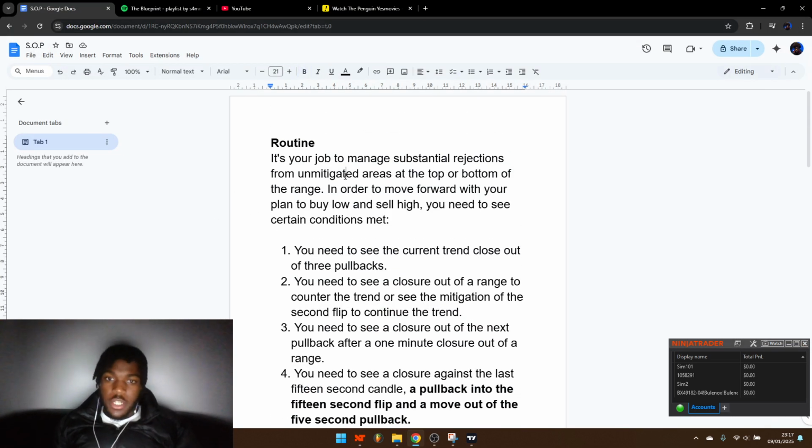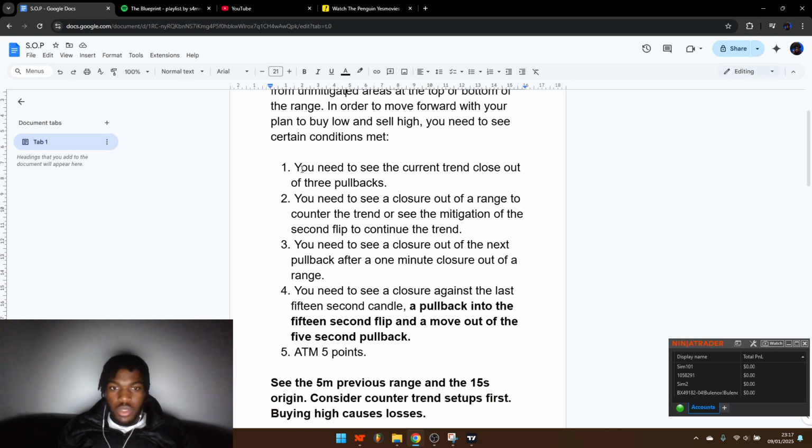It's your job to manage substantial rejections from unmitigated areas at the top or bottom of the range. In order to move forward with your plan to buy low and sell high, you need to see certain conditions met. You need to see the current trend close out of three pullbacks. You need to see a closure out of a range to counter the trend, or see the mitigation of the second flip to continue the trend.